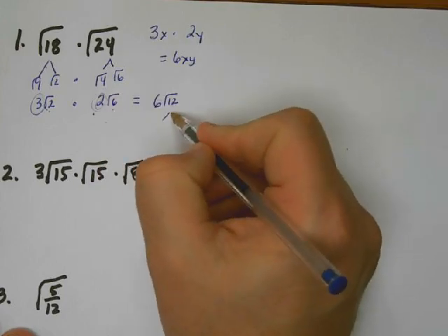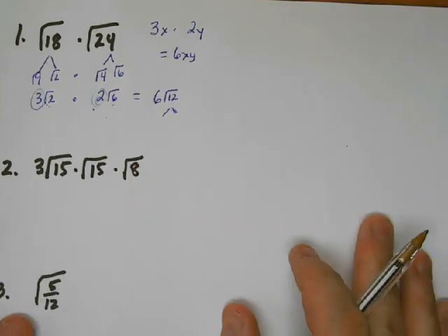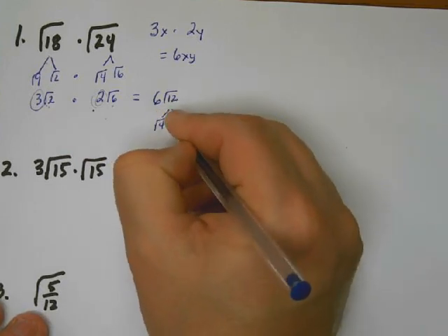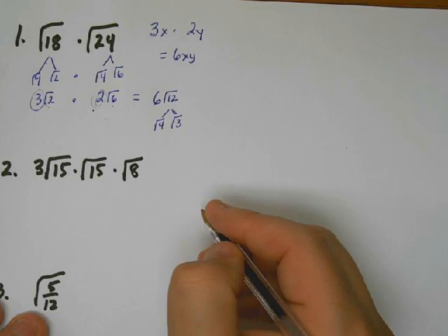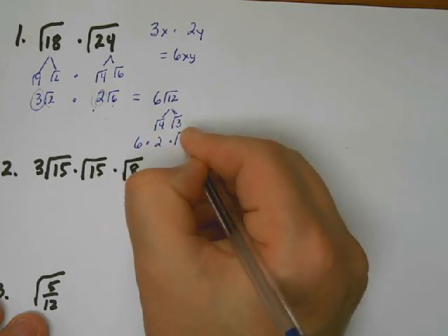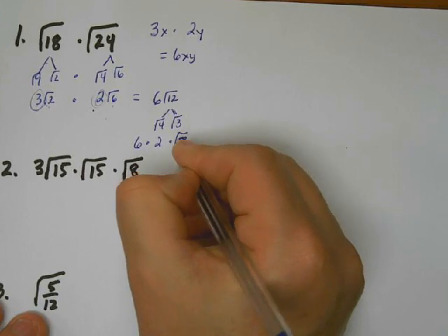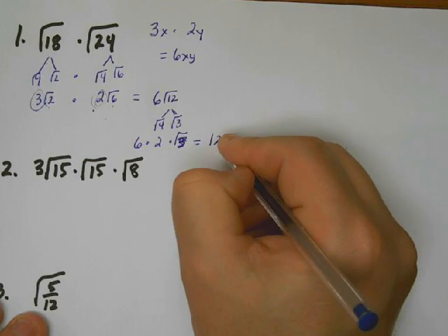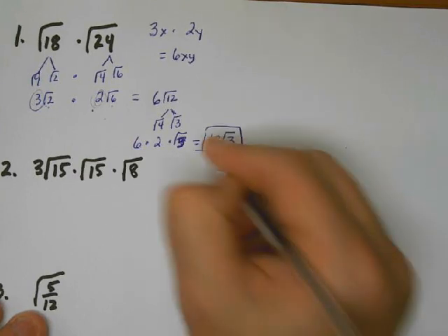Now, we're not quite done because the square root of 12 still has a factor that's a perfect root: the square root of 4 and the square root of 3. So we'd have 6 times 2 times the square root of 3, and 6 times 2 is 12 radical 3.